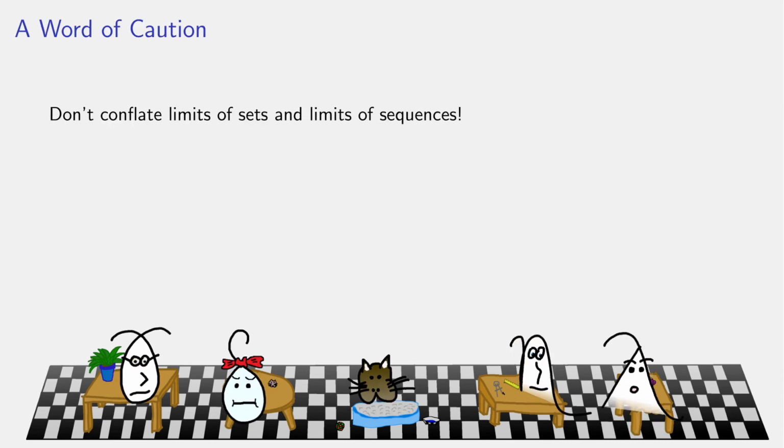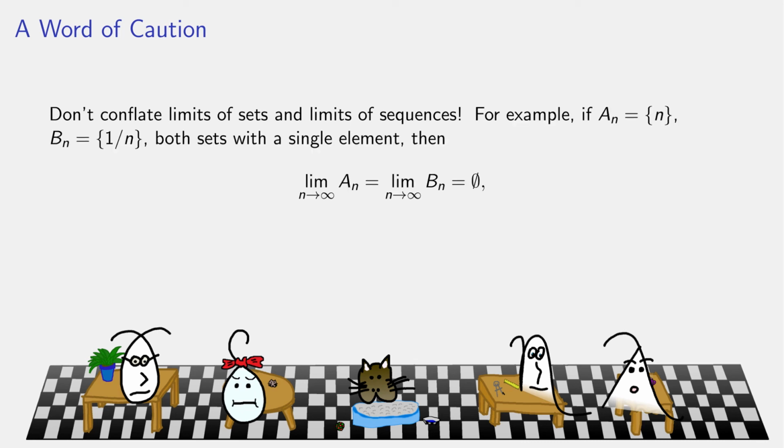Moving on. Just want to remind you that limits of sets and limits of sequences are different ideas. They're computed differently, they're defined differently, they don't necessarily mean the same thing. Okay, here's an example. A n is just the set {n}. So the set containing 0, then the set containing 1, then the set containing 2, and so forth. And B n is just {1 over n}. In both cases as sets, the limit is the empty set.